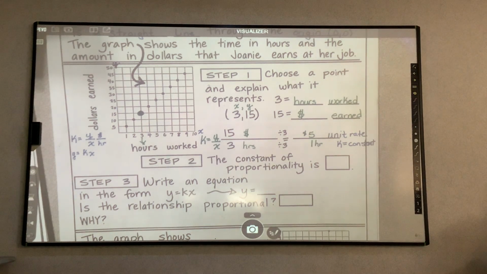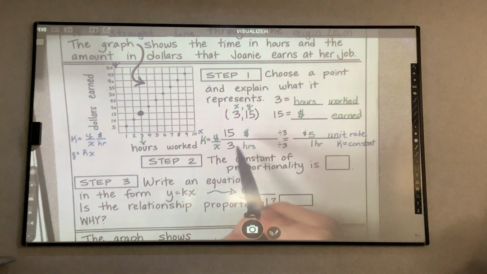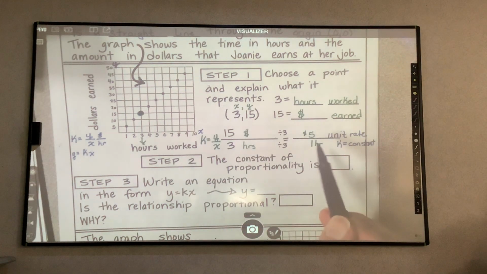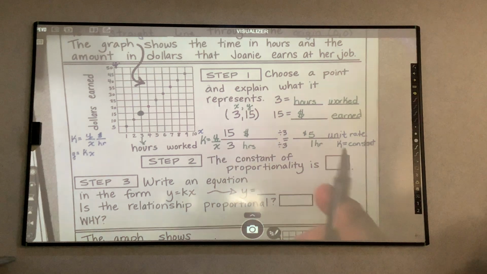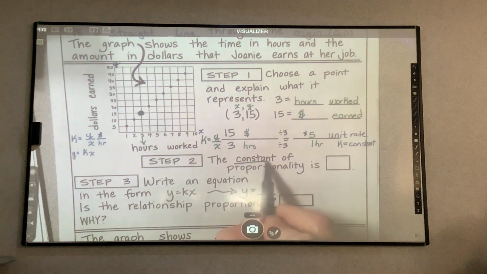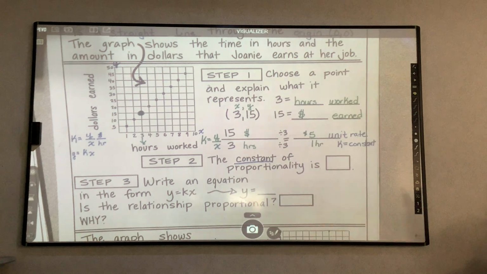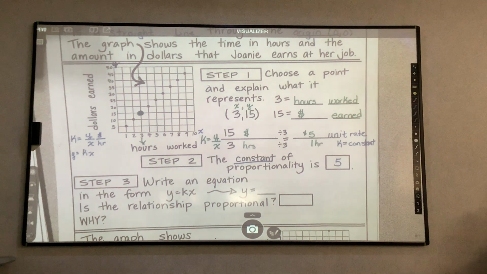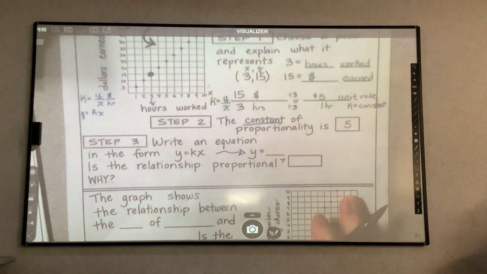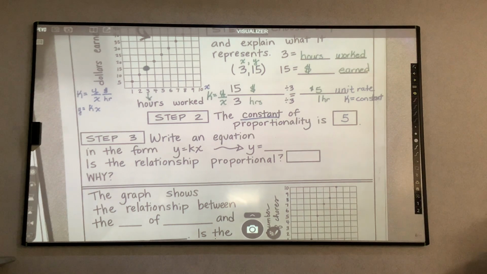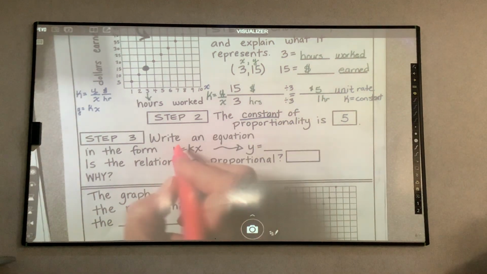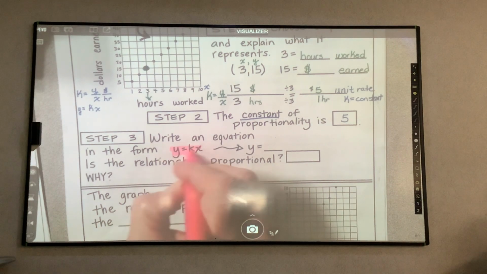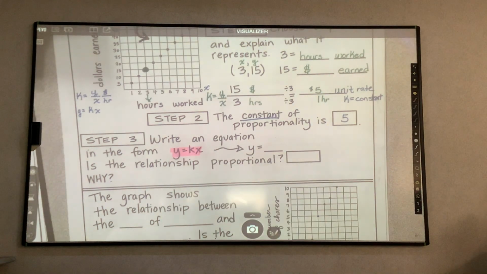So step 1, we found a point, we put it Y over X, and found the unit rate of it. Step 2 is you'd say the constant of proportionality is, what's my constant then? 5. And then step 3 tells me to write it as our equation, and we keep seeing that the equation is y equals k times x, and you're going to see me make you write that several times.